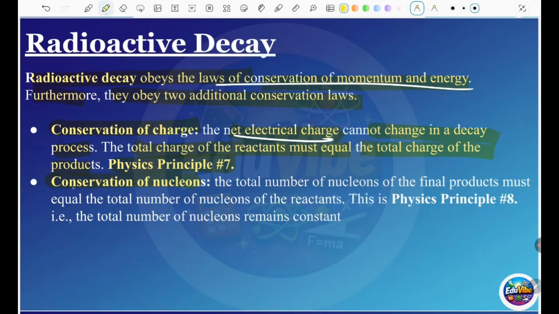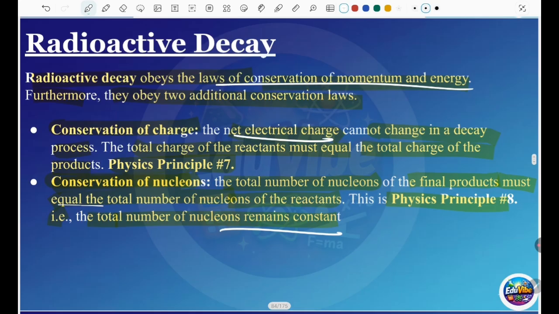Next, we have the conservation of nucleons: the total number of nucleons of the final products must be equal to the total number of nucleons of the reactants. This is physics principle 8, which says the total number of nucleons remains constant. So in the final products and in the reactants, the total number of nucleons remains constant. They are equal on both sides.